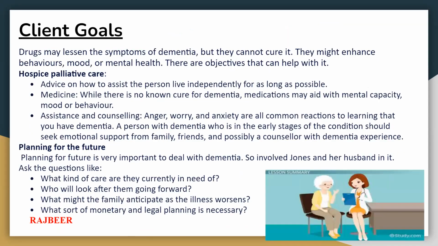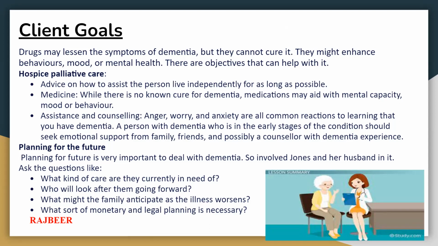Client goals: drugs may lessen the symptoms of dementia, but they cannot cure it. They might improve behavior, mood, or mental health. There are other supports that can help with it. Hospice palliative care: advice on how to assist the person to live independently for as long as possible. Medicine: while there is no known cure for dementia, medications may aid with mental capacity, mood, or behavior.